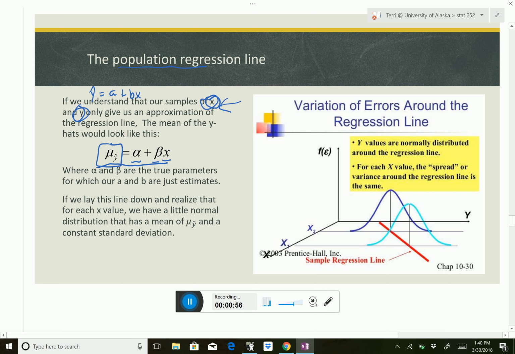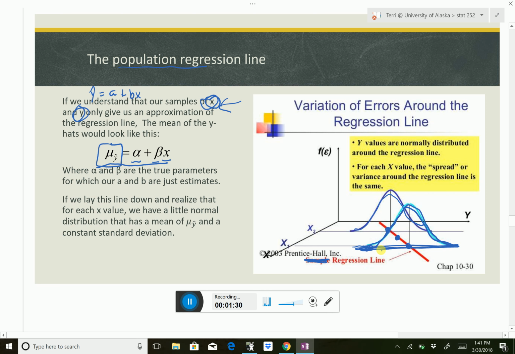So for each x, it has a mean. Around that mean, we have a little normal distribution. Every single x has its very own little normal distribution that hangs around it. If I had another one in the middle, I would have another normal distribution. So every single one has a normal distribution, and what falls on this normal distribution are our errors.